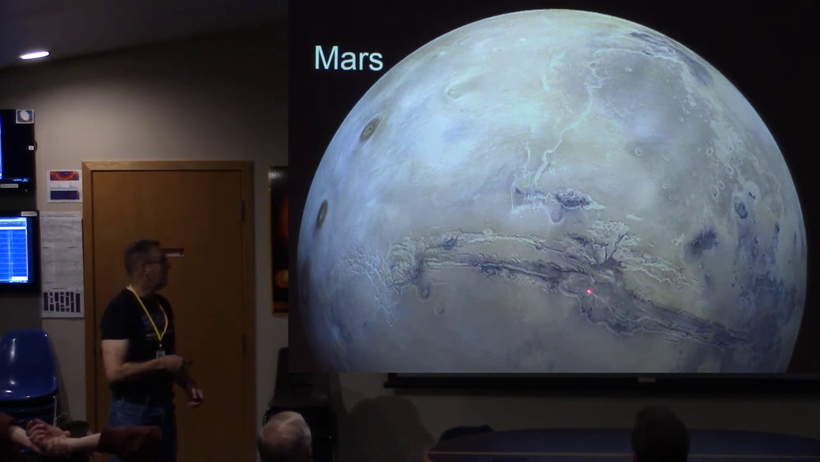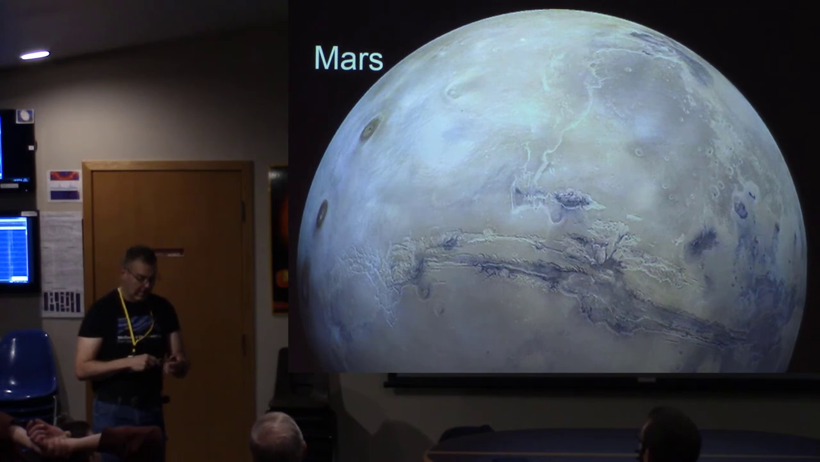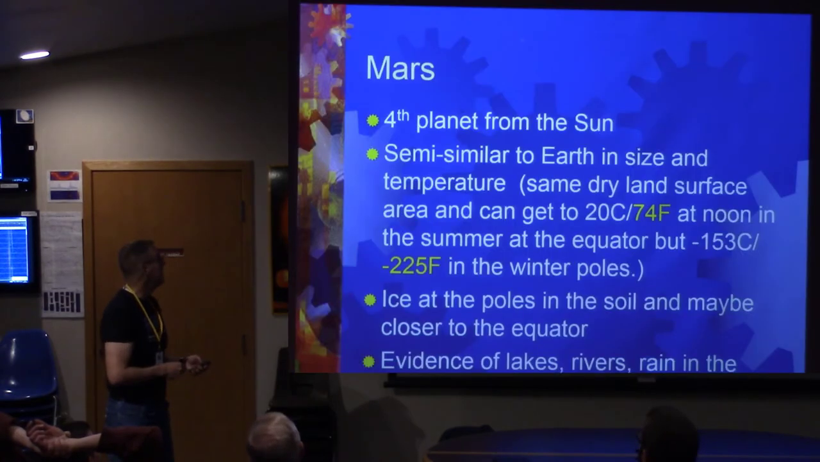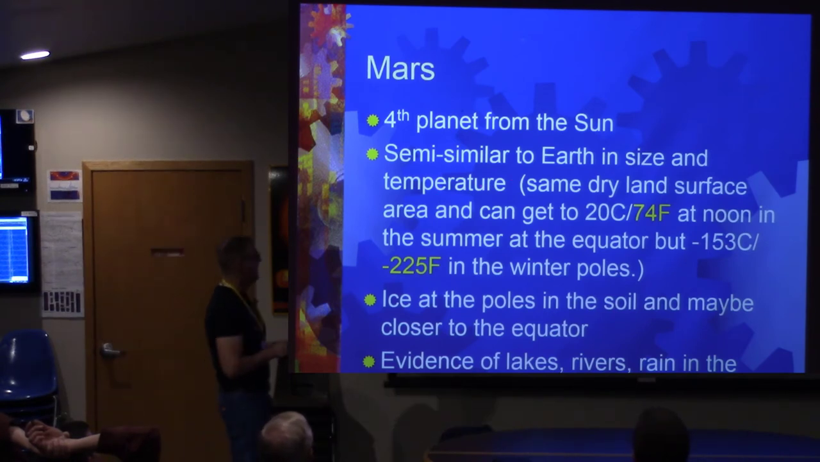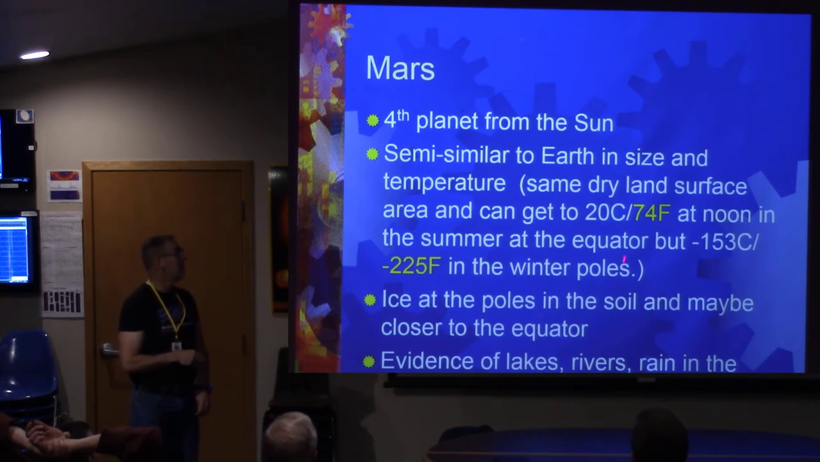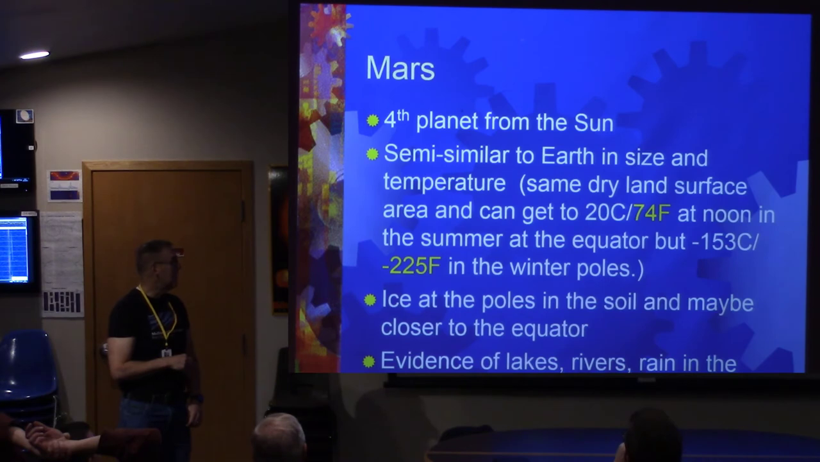We talked about it back when we talked about Mars, but the Grand Canyon on Earth would be about right there. It is the biggest canyon known in the solar system, with Olympus Mons being the biggest mountain in the solar system on a pretty small planet. Fourth planet from the sun, semi-similar to Earth in size and temperature. At the summer, at noon, you can get up to about 74 degrees, so warmer than here today. But average temperatures are usually about 150 below. In the winter, the poles get down to 225 below Fahrenheit. So definitely tilted on the cold side of the spectrum.